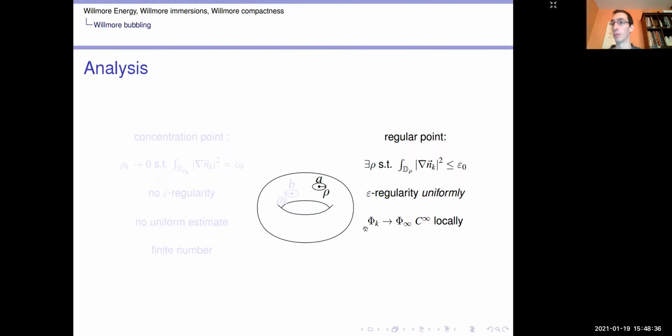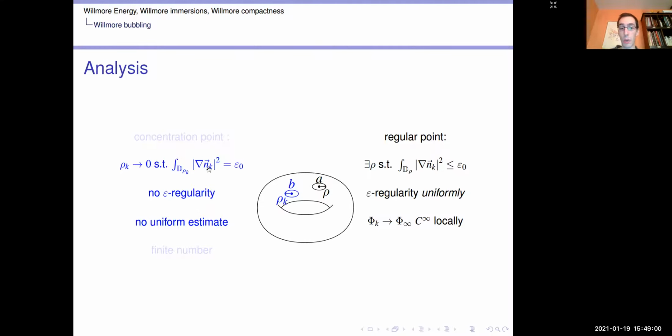This is what we call a regular point. But what happens if at the point B, I do not have this condition? I have, in fact, that the radius for which I have the small energy condition is going towards 0. So this means that I cannot find an epsilon regularity uniformly. I cannot apply it on a uniform disk. I cannot have any uniform estimate.